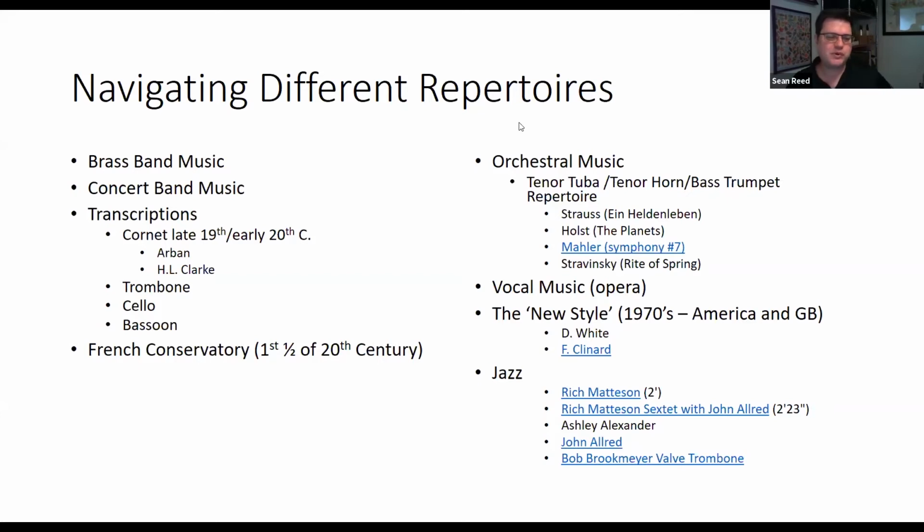Euphonium repertoire borrows heavily from the cornet repertoire of the late 19th and early 20th century. So if you're using the Arban book with your students, then all the solos in the back of the Arban book, any of the Herbert L. Clark solos, I call them the ducka ducka ducka solos because they're full of fast technical passages. And this is an important part of the repertoire.